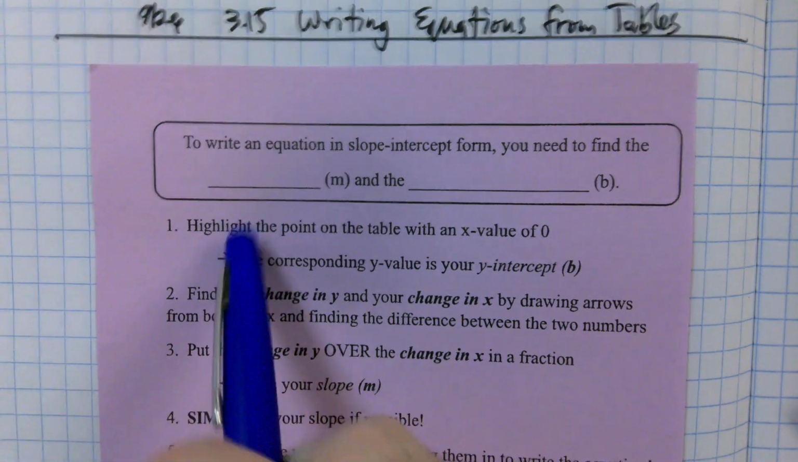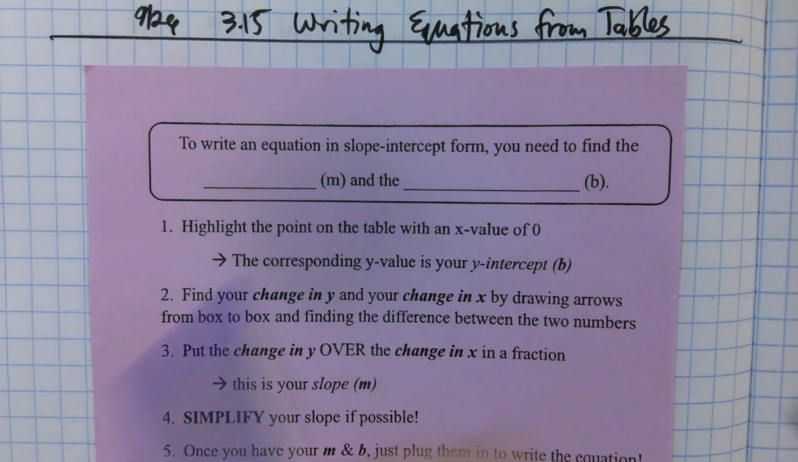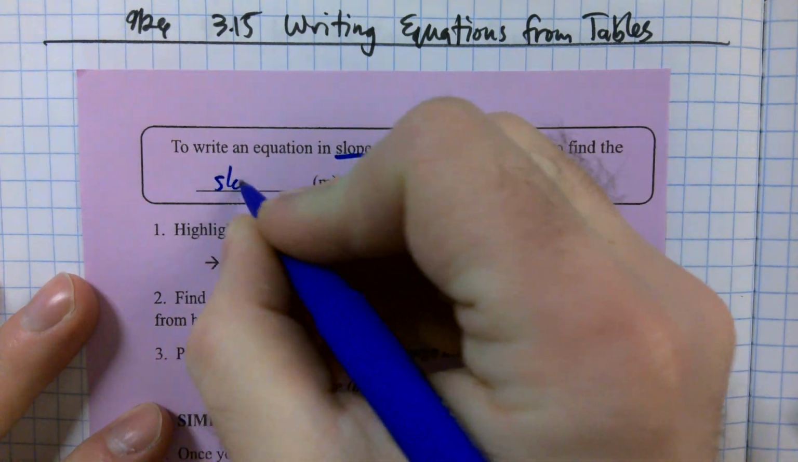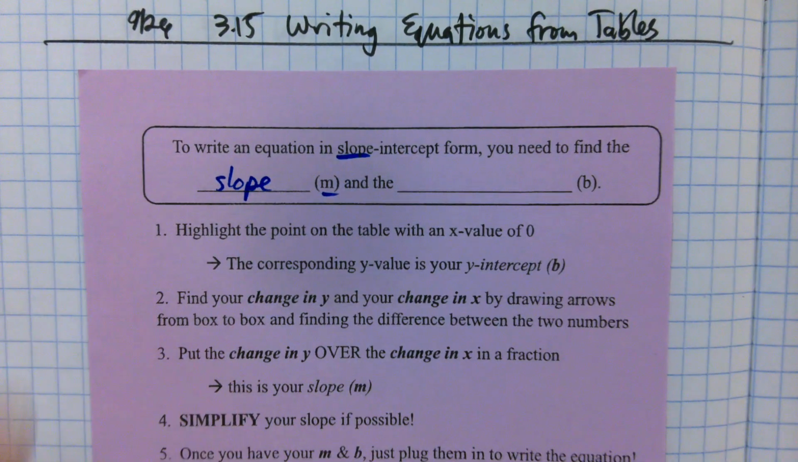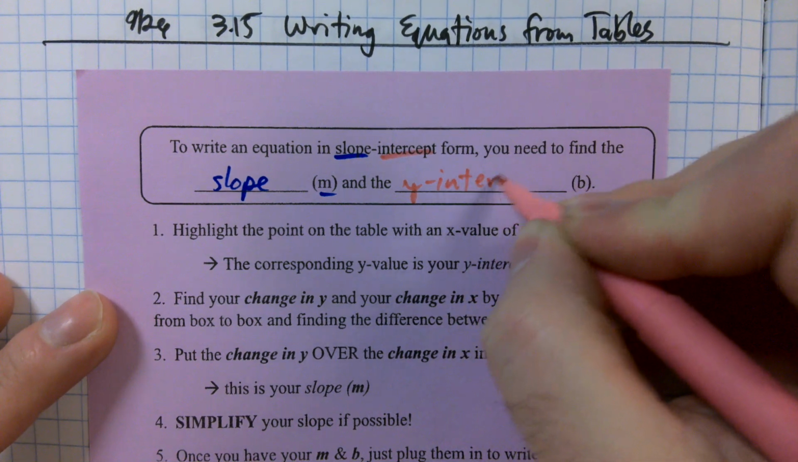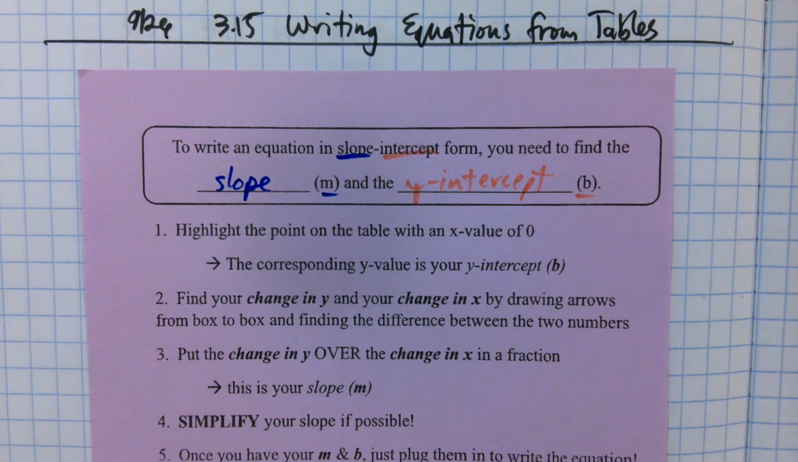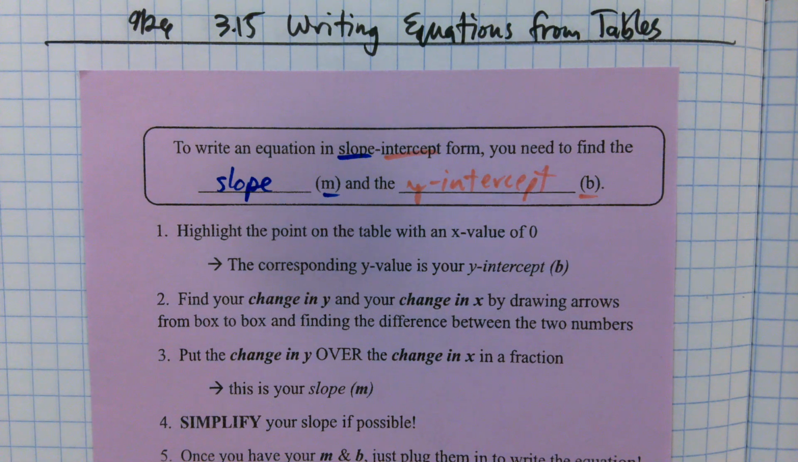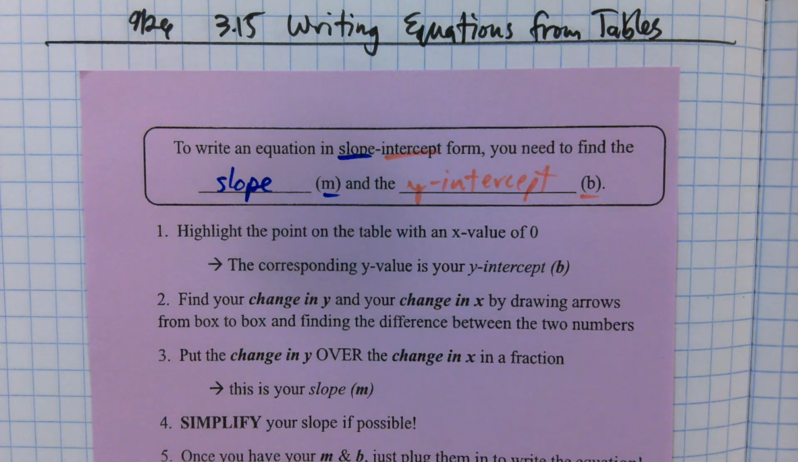So just like yesterday, right? To write an equation in slope-intercept form, obviously we need the slope, which is my m, and we need the y-intercept, which is my b. Now to find the y-intercept on a graph, it's super easy. We just find where the two lines cross. Like we said, x marks the spot. That dot in the middle is my b.